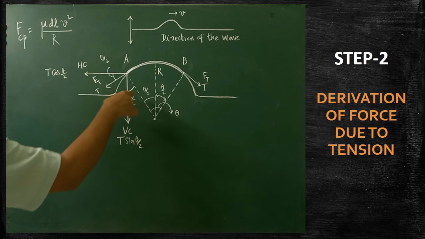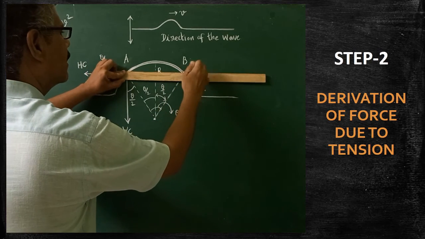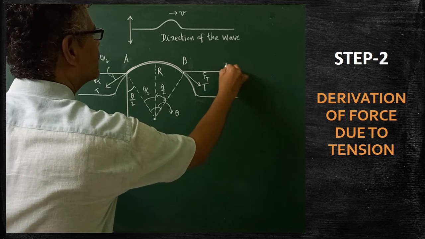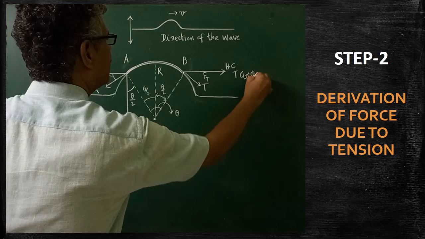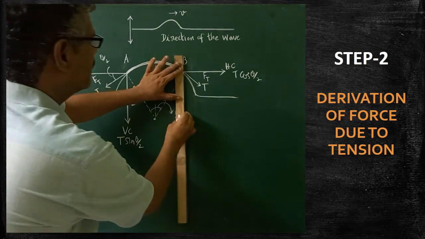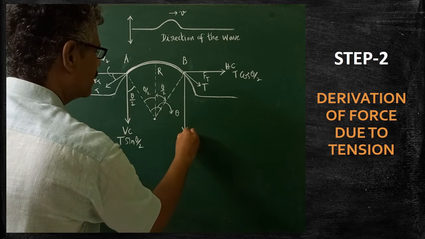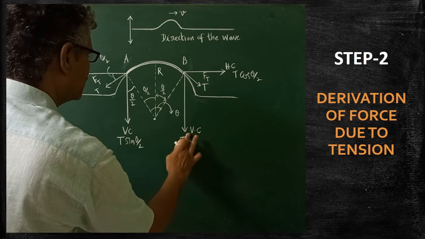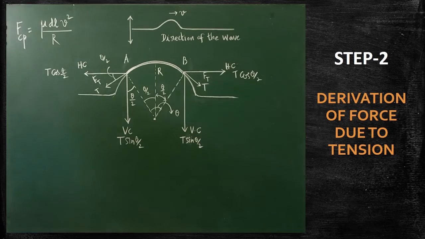The same kind of diagram should be drawn on the other side also. So this is the direction of the horizontal component of the force due to tension. This is called the horizontal component. How to write? T cos theta by 2. The thing which is drawn must be drawn on the other side also. This is the vertical component of the force due to tension. How to write? T sin theta by 2.